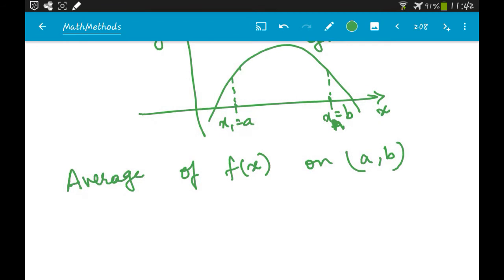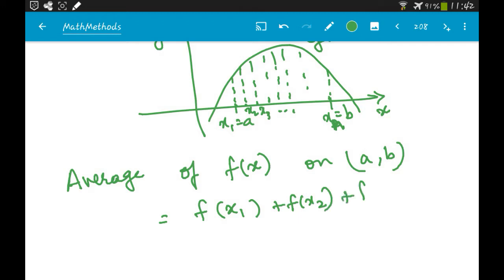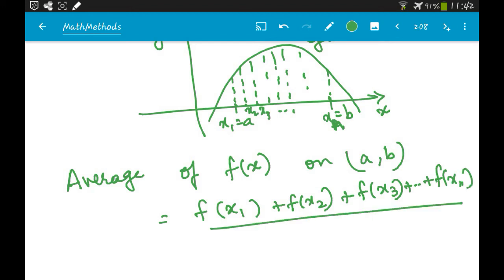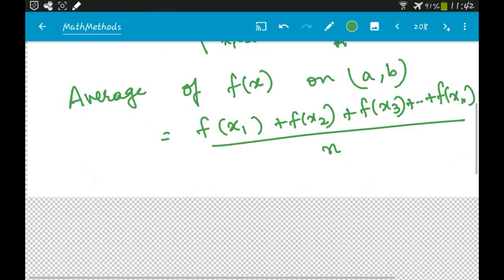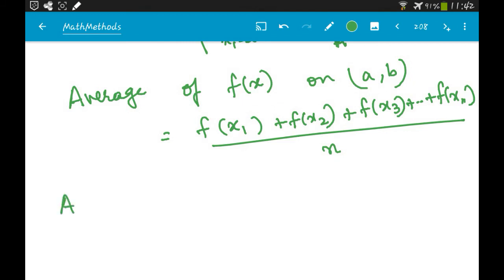So what you do is you divide this curve into several parts. So this is x2, x3, etc. And the average will be f of x1 plus f of x2 plus f of x3 and so on plus f of xn, divided by n, right? Because you divided it into n parts and there are n such points, and then you divide by n. So this is your average. So now as n increases and delta x becomes small.